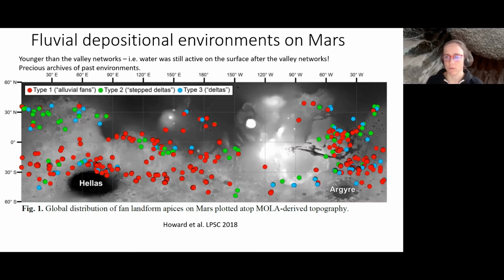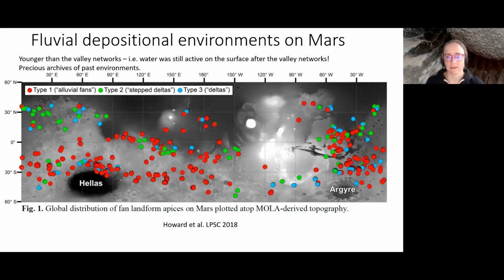But essentially, these are depositional, these are stacks of sediment that are laid down by rivers, and they're really important because within these sediments, which are now sedimentary rocks at the surface of Mars, we can investigate those rocks and find out the environmental conditions at the time when these fans were forming. So fans are really, really important archives of past environmental conditions. And we know that these are dated to after the valley networks were forming.